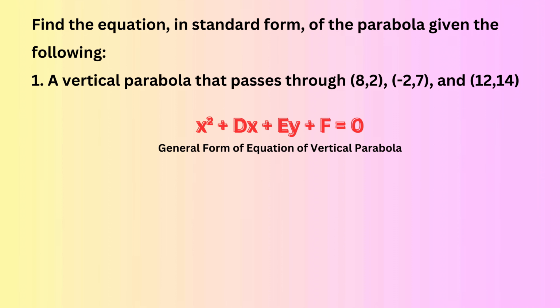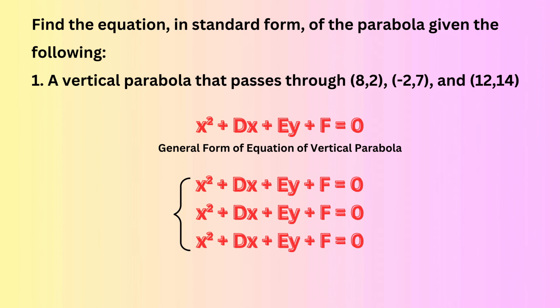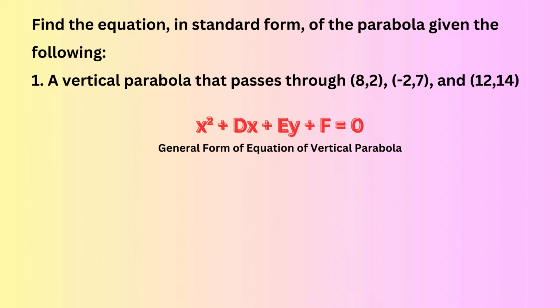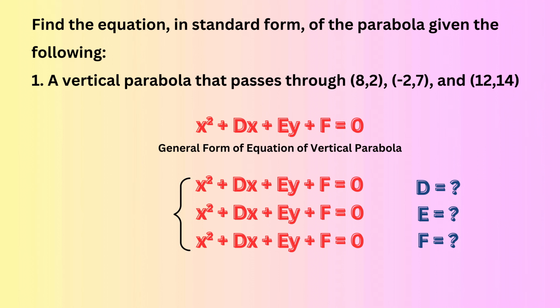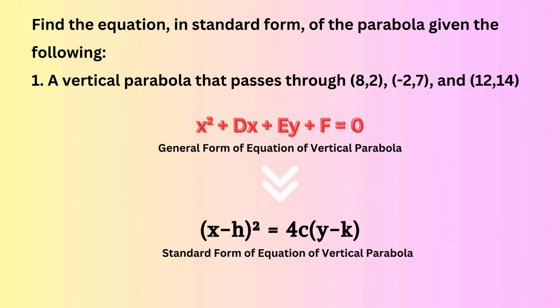equals 0. The idea is to form 3 equations in 3 variables from the points where the parabola passes through. Then solve for the variables d, e, and f, using systems of equations. After finding the general form of equation of the vertical parabola, we can then just rewrite the general form to standard form.